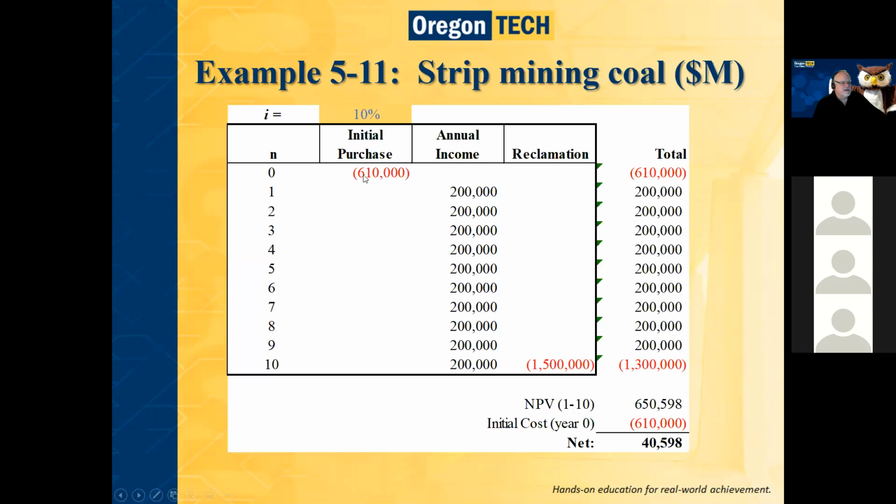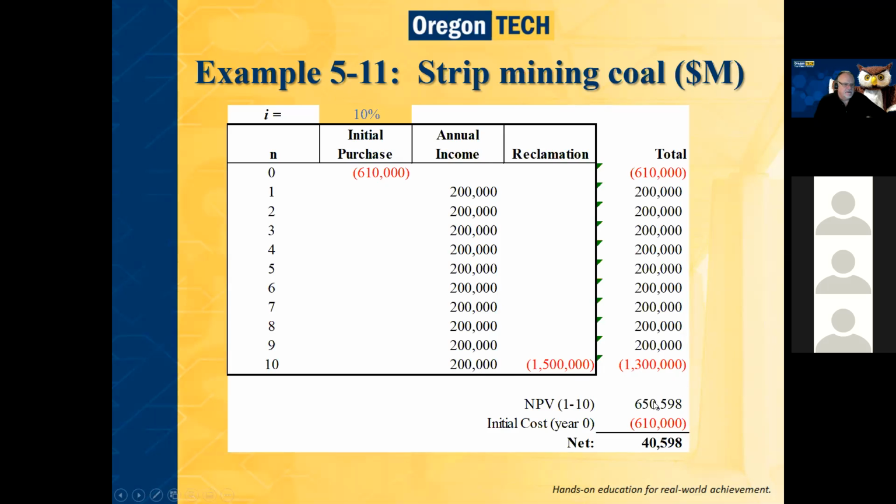Instead of doing all their nice individual calculations, I said initial purchase, 610,000. Put it in a table, because I can fit it in a table. Net present value gets really messed up when you start getting 400 lines of data, and you have to try and find the end of it and highlight it. Then reclamation, at the end of that period, 1.5 million. Well, the total you have is 610,000, 200 for 1 through 9, and 1.3 million for year 10, because you're going to pay an extra 1.5 million against the 200,000 you get that year.